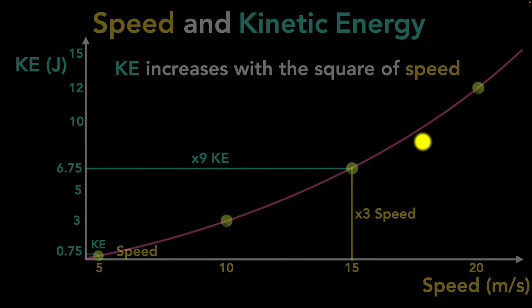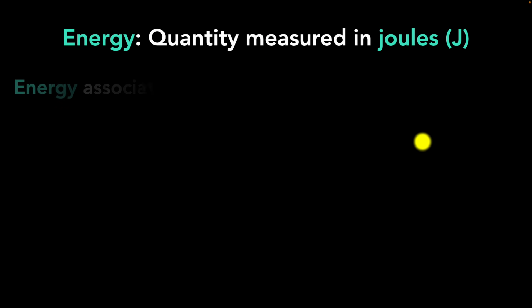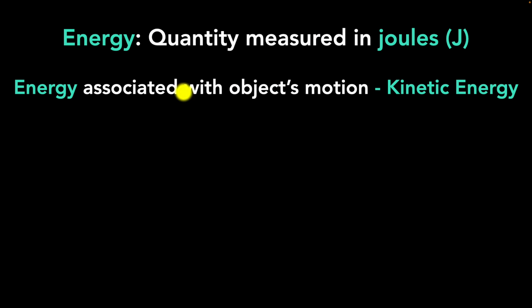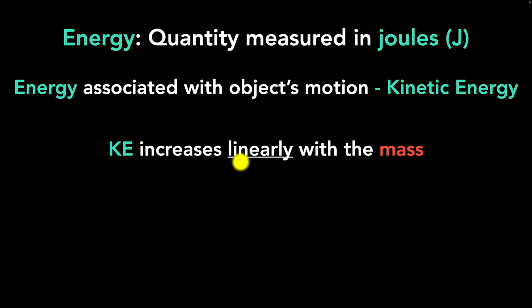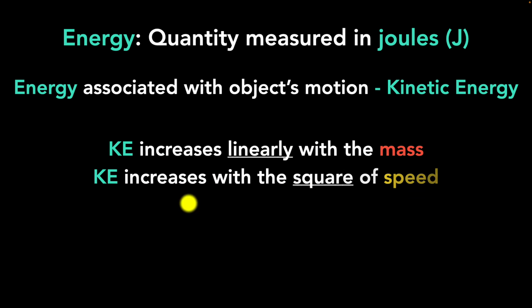So putting it all together, we realize that energy is the quantity measured in joules, and the energy associated with an object's motion is what we call kinetic energy. And the kinetic energy increases linearly with mass, and it increases with the square of the speed.